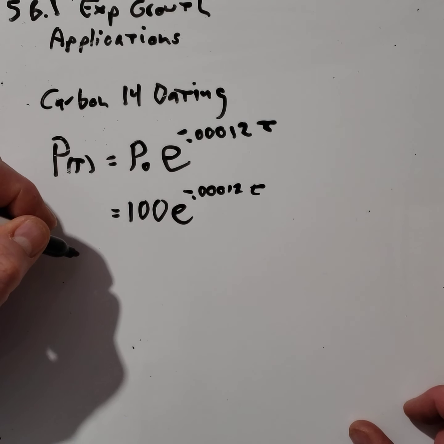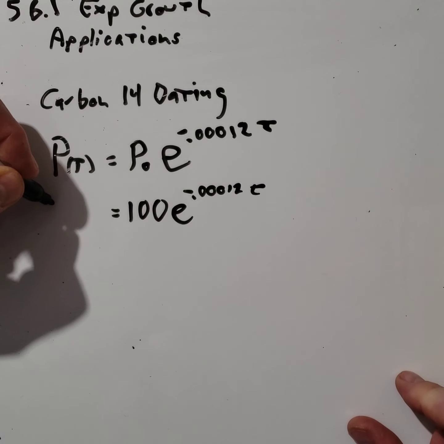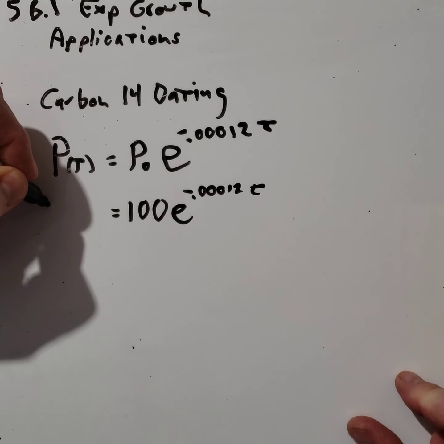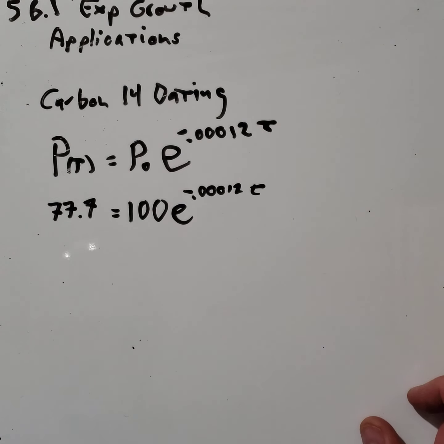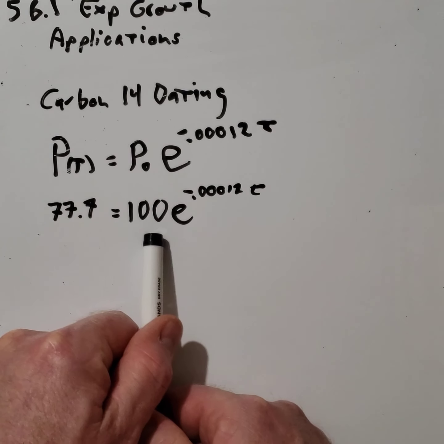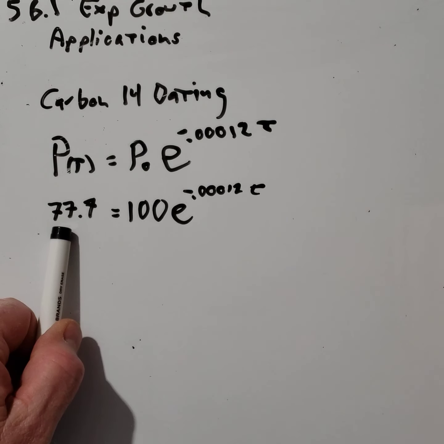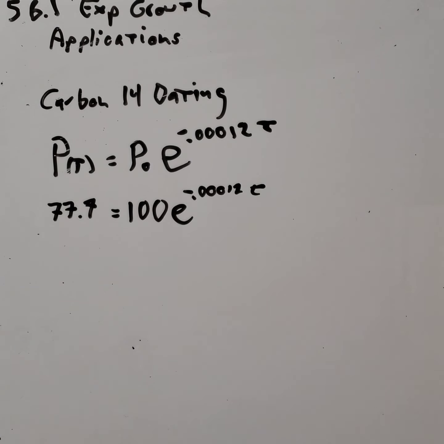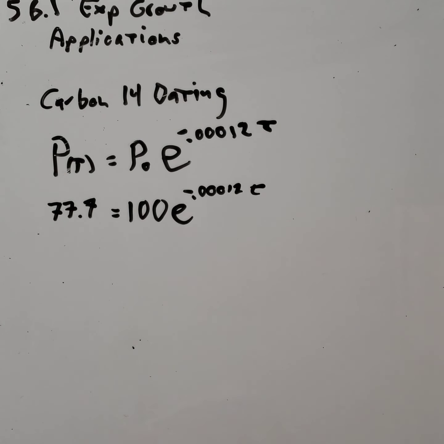Well, if we had lost 22.3%, that leaves 77.7%. I'll do 100 minus 22.3, 77.7%. So carbon dating, always 100 times e to the negative 0.00012 t, and that's going to be equal to how much of the carbon remained. And if we can solve this equation, we can find how long this thing has been dead.